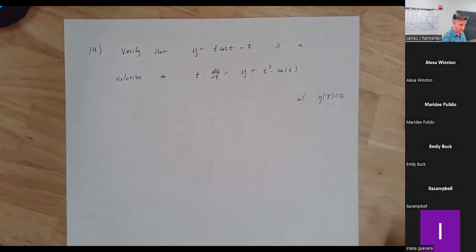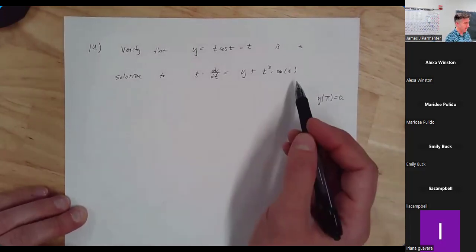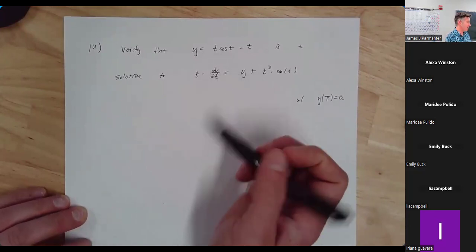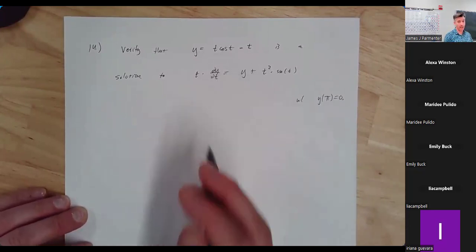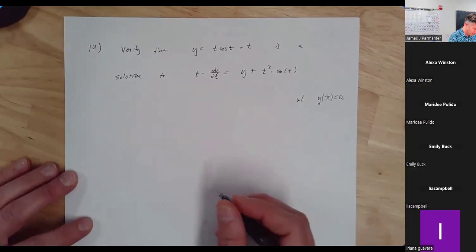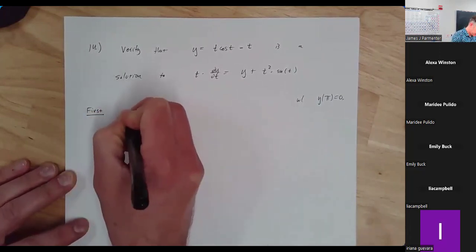So to verify something is a solution to a differential equation, we first should look at the differential equation. In this differential equation, I see my original function y and its first derivative, dy dt. So I know I need to find the first derivative. If there had been a second derivative, I would also find that. So first step, I'm going to find dy dt.